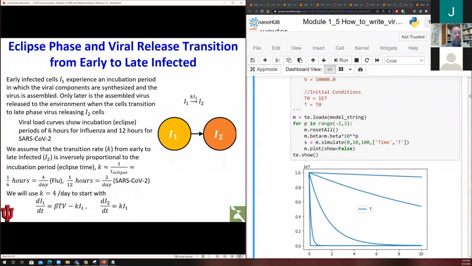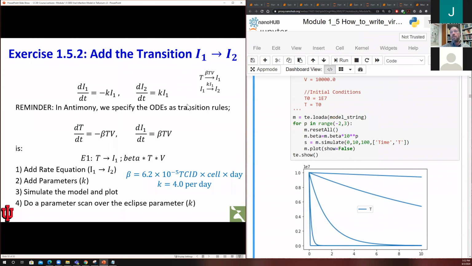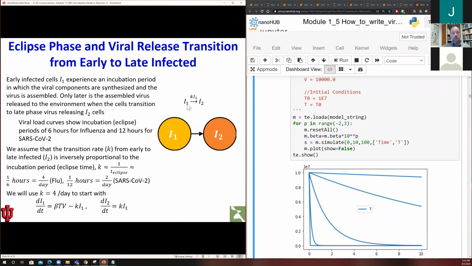And so there is a delay between the time a cell becomes infected and the time it starts producing virus. So we're now going to introduce a cell type, I2, which are our virus-producing, virus-releasing cells. And we're going to have a transition between our early infected and our virus-releasing cells. That transition is going to happen at a rate K. K is going to be 1 over the eclipse time. The rate is inversely proportional to the delay.